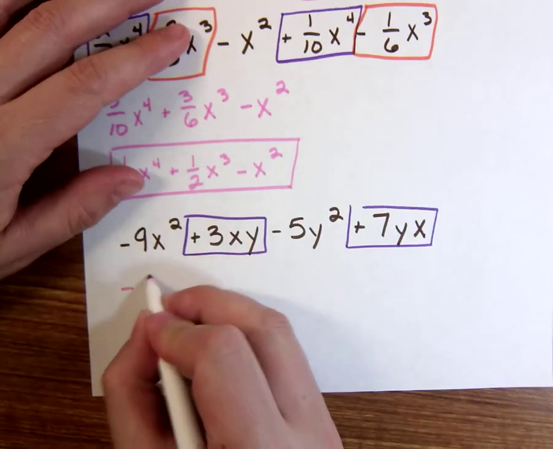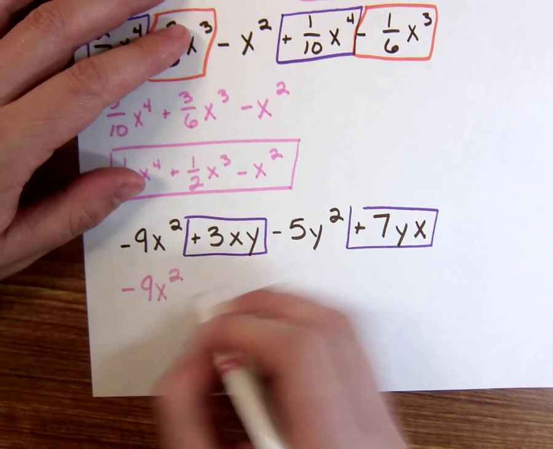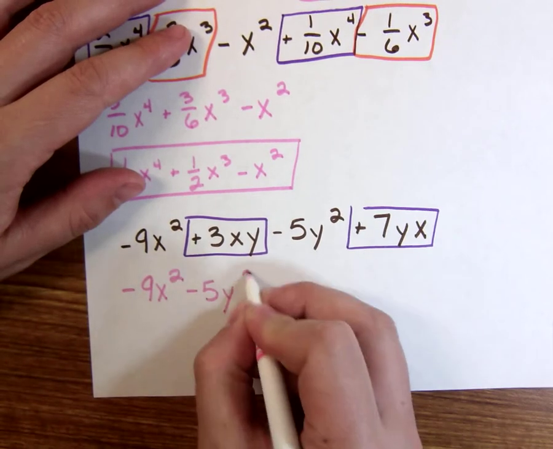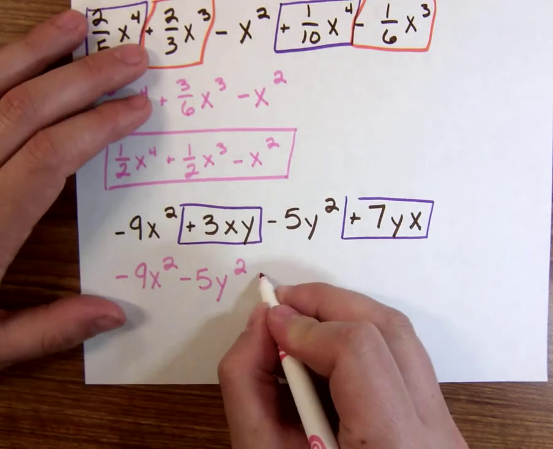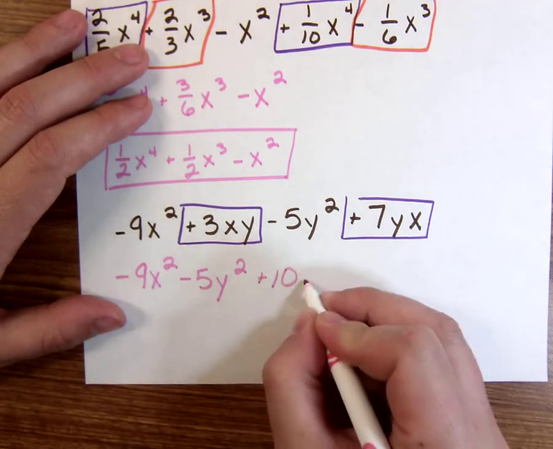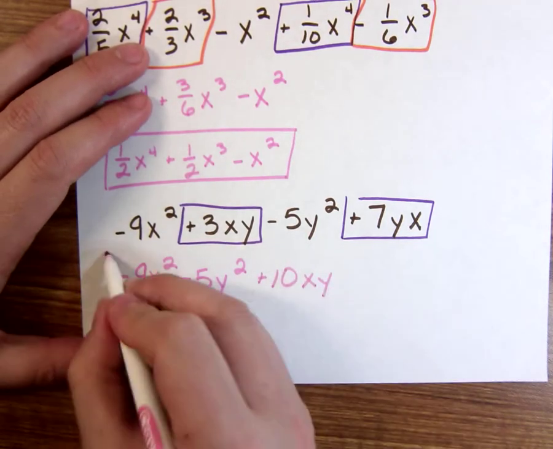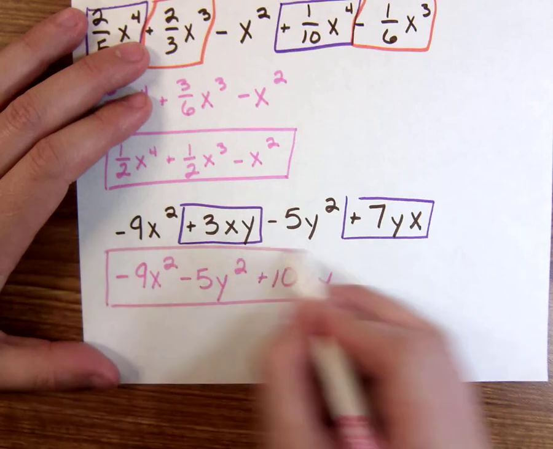So the negative 9x squared is going to stay put, and the minus 5y squared is going to stay put, but the other two can be combined. What's 3xy and 7xy? 10xy. The end. Or YX. Or yx if you're nasty.